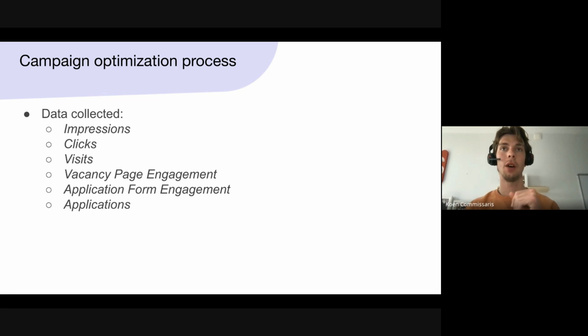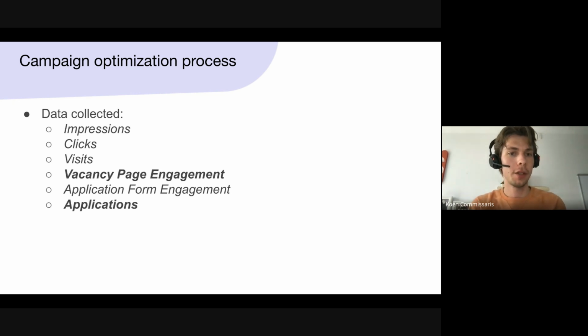So like I already mentioned, we collect all this data, and the software automatically captures it and uses it for campaign optimization. So, of course, the end goal here is to attract as many qualified candidates as possible. And to this end, we try to combine those metrics and calculate metrics that are a good predictor of applicants. So we have two main metrics for this: of course the application itself, but also the engagement on the vacancy page.